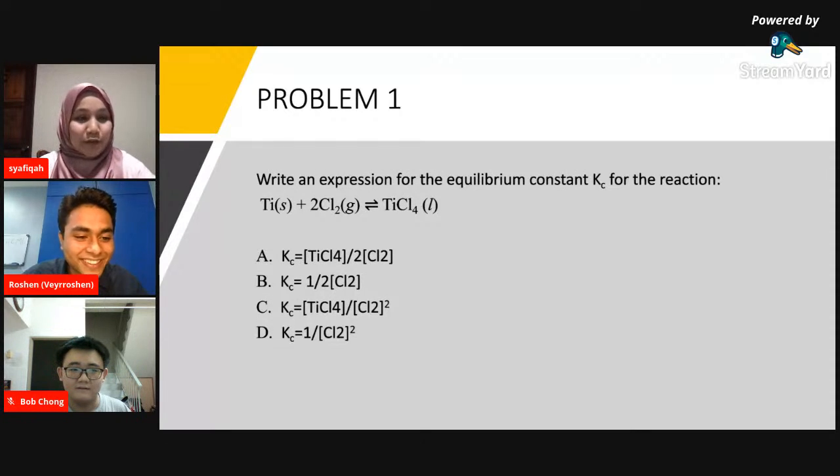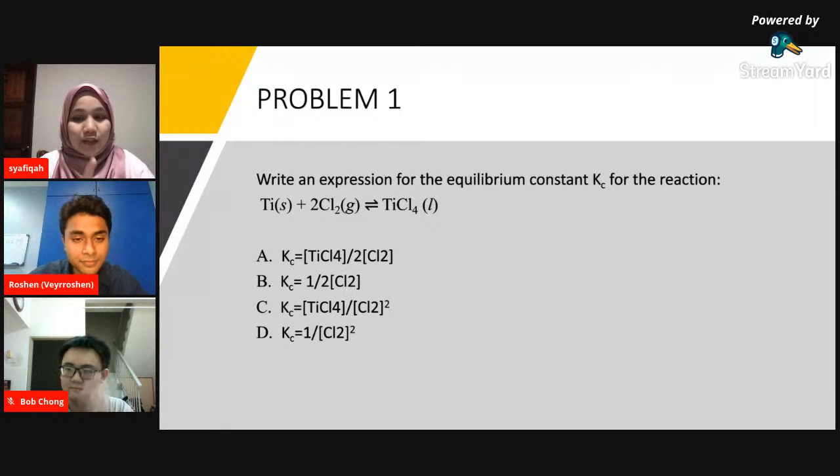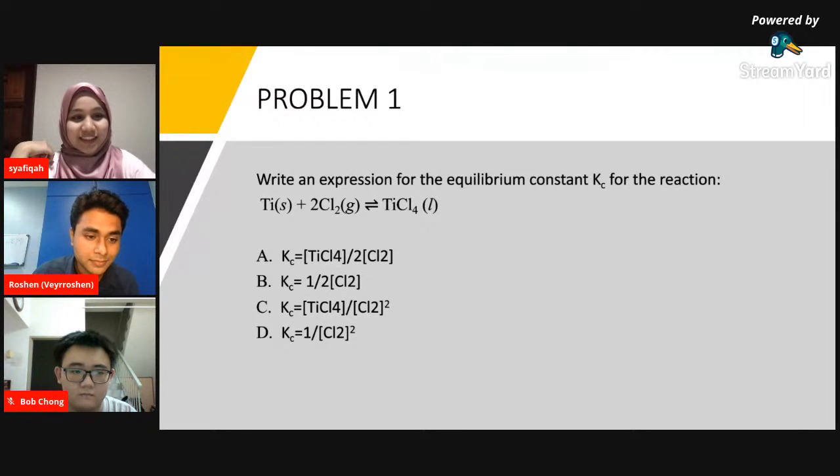Kan TiCl4 tu kan liquid. So kita boleh buang je dia. Patutnya jawapan dia ialah D. Kenapa D? Sebab kalau produk tu kan kita dah buang, jadi satu je. And then kita pun overreactant. So jadi Cl2, tapi sebab koefisien dia kan 2, so 2 tu jadikan kuasa 2. Oh, okay, saya faham. So sebab 2Cl2 kan, so kita ambil 2 tu letak kat atas. So dia jadi power of 2 lah.